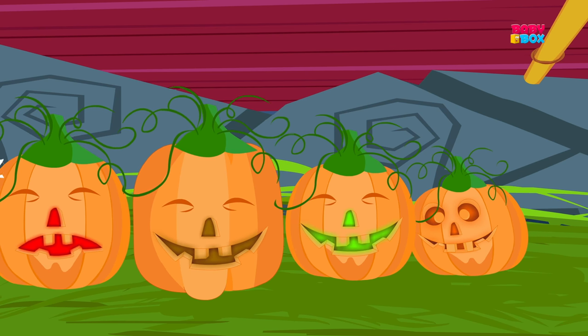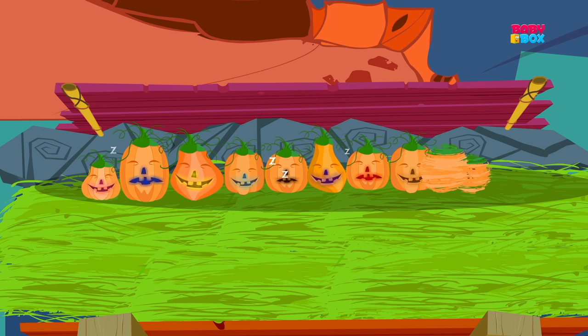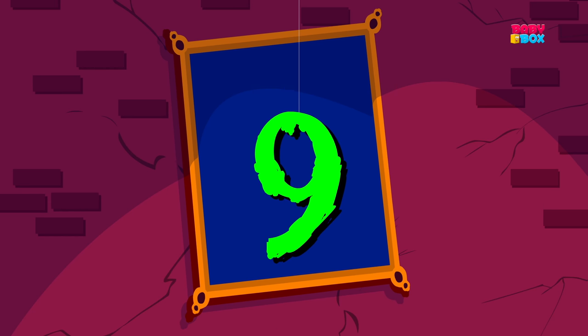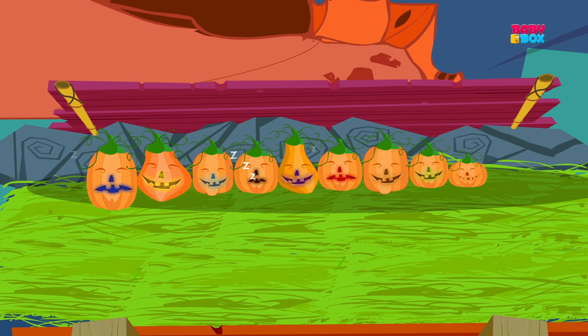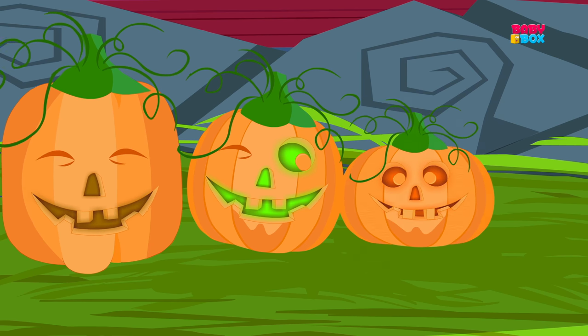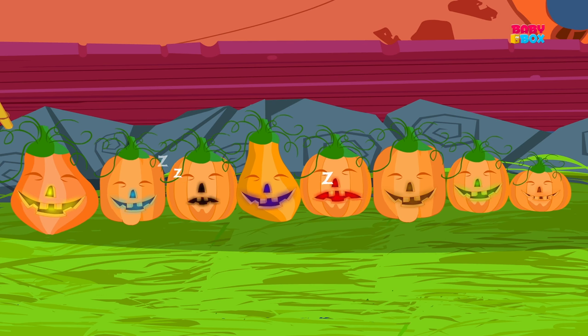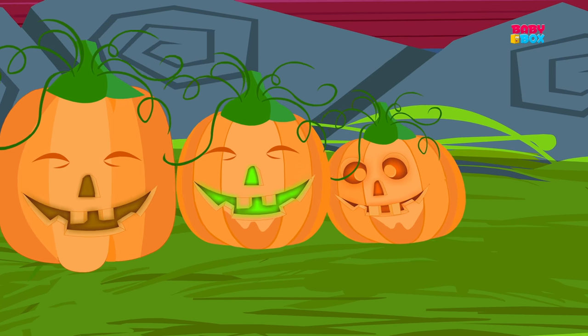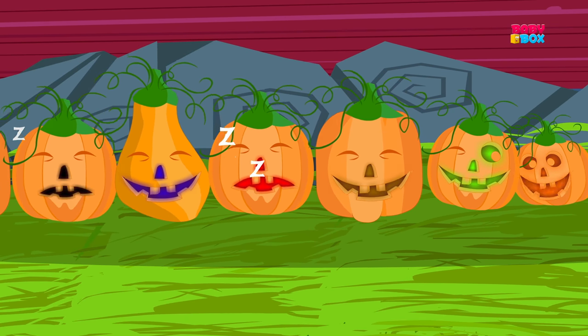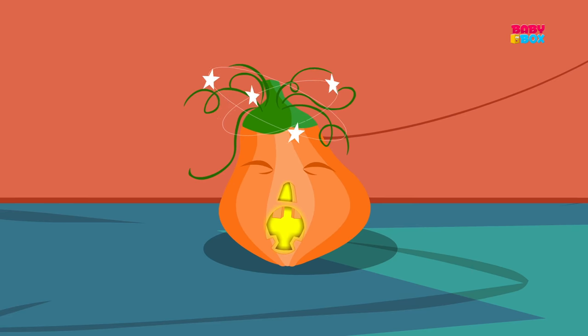The bed, and the little one said, "Roll over, roll over." So they all rolled over and one fell out. Nine! There were nine in the bed, and the little one said, "Roll over, roll over." So they all rolled over and one fell out. Eight! There were eight in the bed, and the little one said, "Roll over, roll over." So they all rolled over and one fell out.